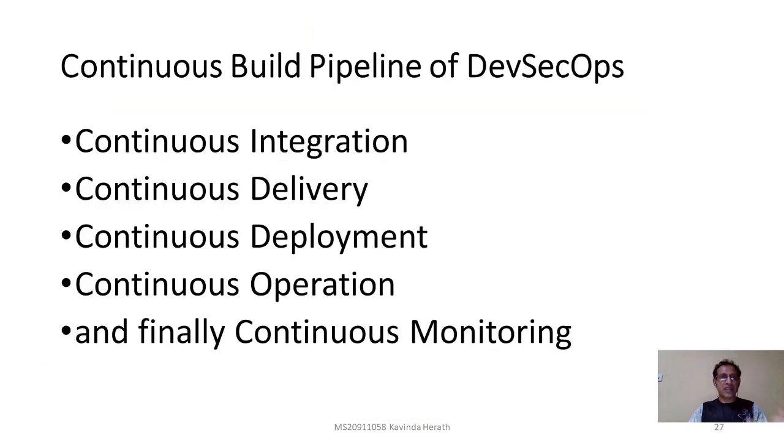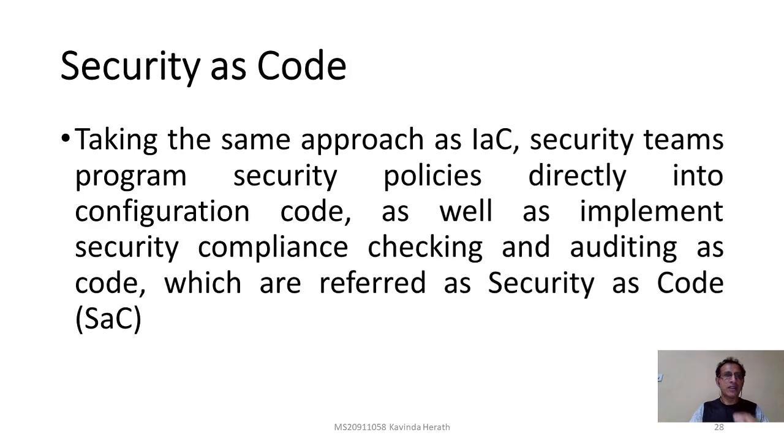So again, these pipelines are very important: continuous integration, continuous delivery, continuous deployment, continuous operations, and finally continuous monitoring. These are the major characteristics that we have already discussed from the beginning to the end. And security as code, another new, latest concept, is security as code.